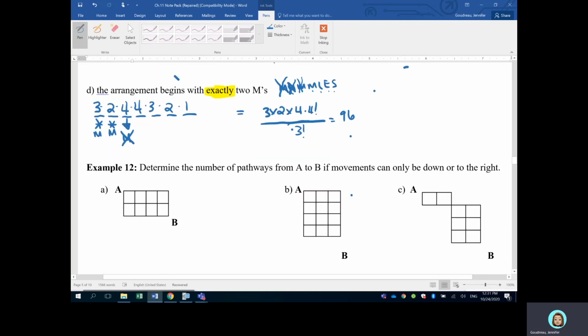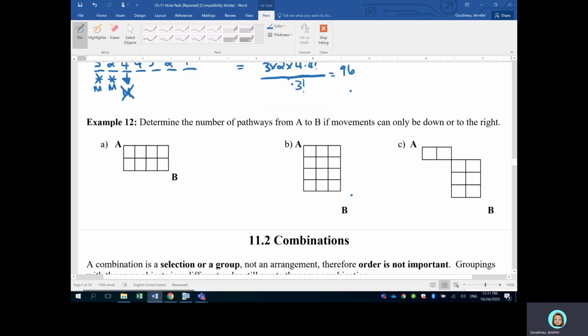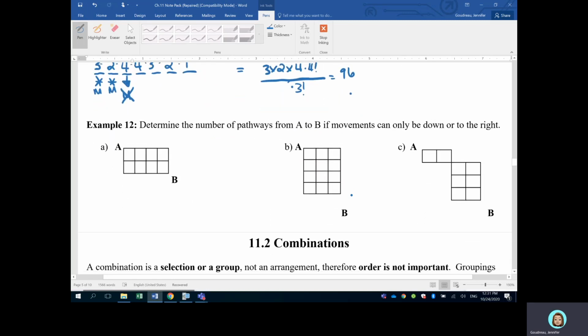Example 12 looks very different than any of the examples we've done so far. We don't have any items or letters that we repeat. This is a pathways question. So we're still counting, but what we are doing is counting the number of paths from A to B, and we put this condition on it that in this case, the movements can only be down or to the right.